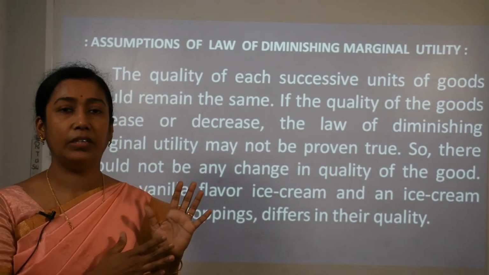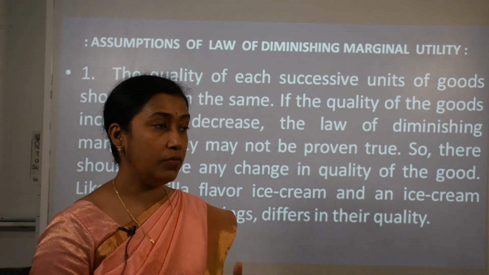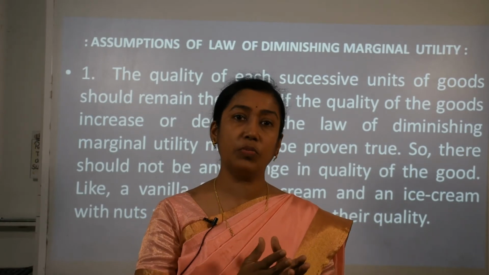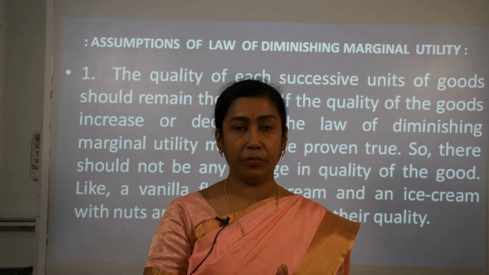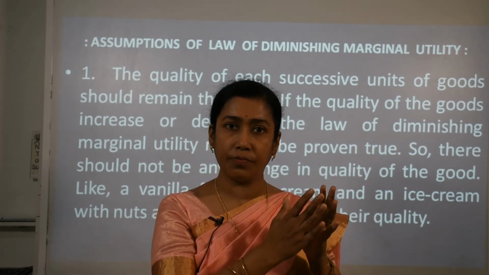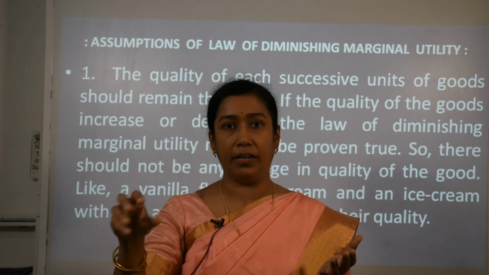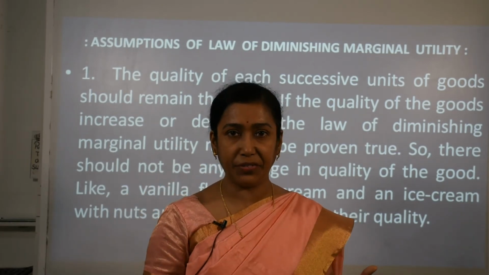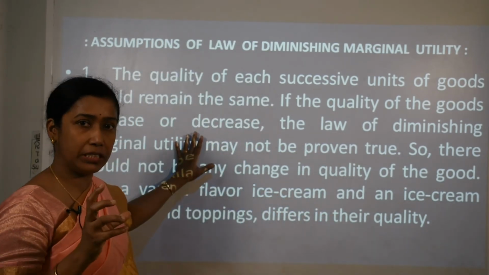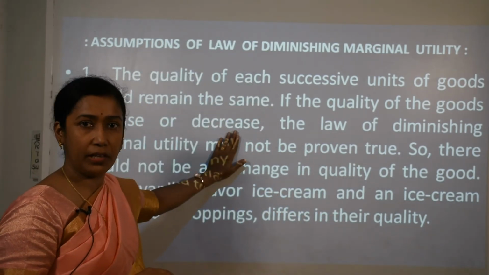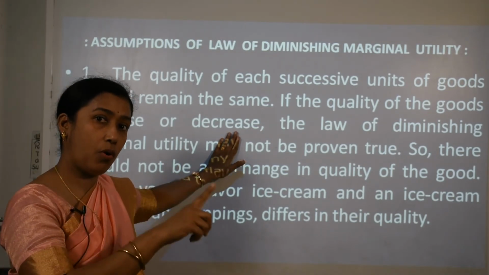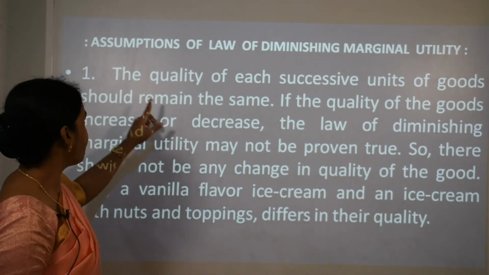Now after this we will discuss the assumptions. That means when we say that the law of diminishing marginal utility applies, there are certain assumptions. When we assume, there are certain conditions, and only on those conditions can this law apply. If the conditions are something different, this law will not apply there. So we are going to study only those conditions. If these conditions prevail, then only the law of diminishing marginal utility applies on all goods and services.